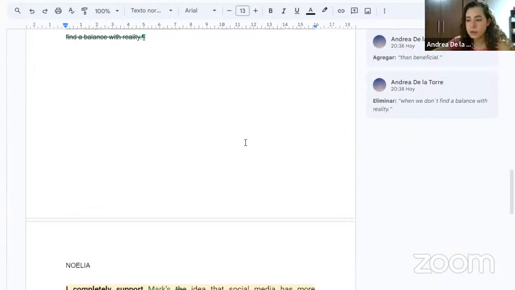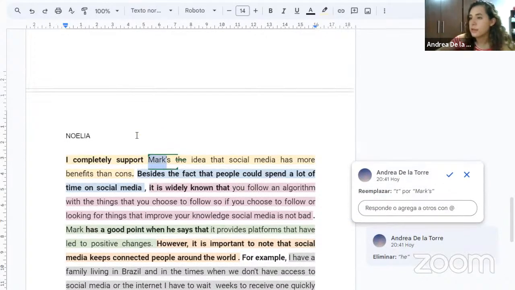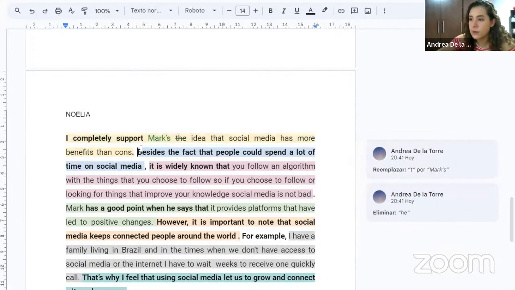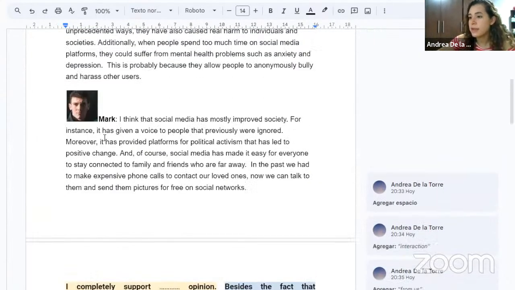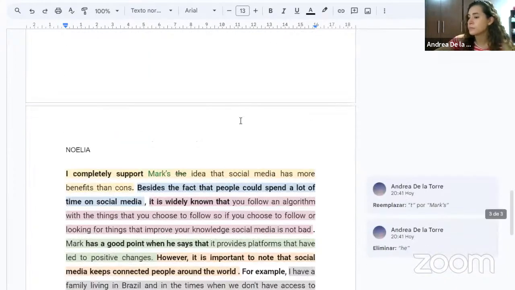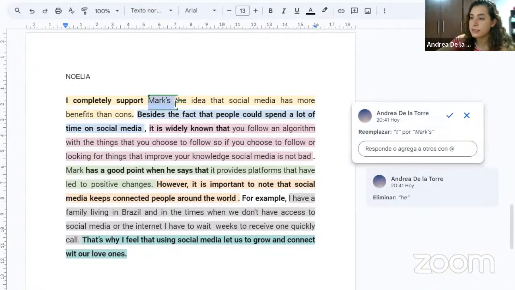You agree with Mark. No tú estás de acuerdo con Mark. Entonces acá tienes que decir, además de lo que Mark dice de que, y tienes que mostrar si estás diciendo que tiene más beneficios, un beneficio, ¿no? Además del beneficio que Mark menciona de que ha dado voz a las personas que han sido antes ignoradas, y luego añades otro beneficio, otra razón, ¿no? Entonces, con este besides the fact, necesitamos siempre mencionar un punto que mencione el estudiante con el que estamos de acuerdo, es decir, Mark en este caso.